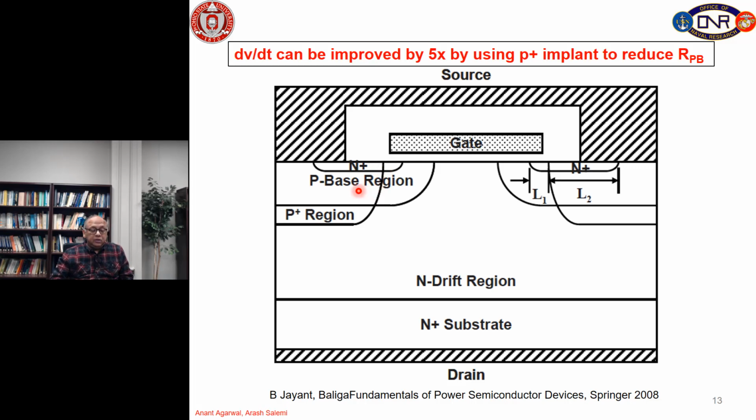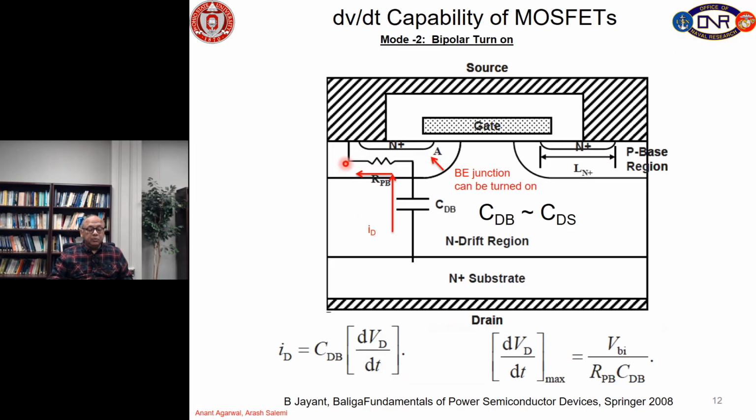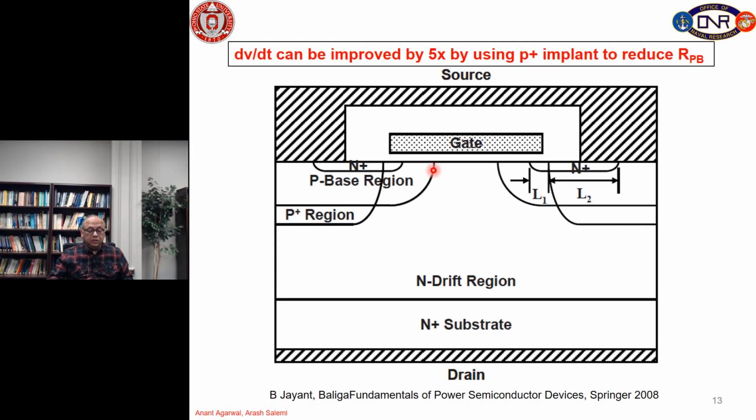avoid this problem by reducing the resistance of the P well, and that is why in many silicon transistors we dope this region very heavily. We do not want to dope the channel region very heavily because we have to form the inversion layer here, but the rest of this we can put a P plus region to reduce the resistance of the P well, and when we reduce the resistance of this P well, then the drop across this resistance reduces. That means the possibility of turning on this BJT is reduced, and our dV/dt capability increases.